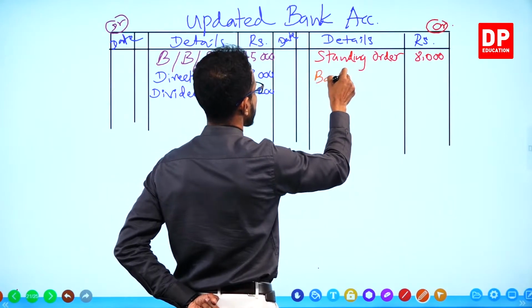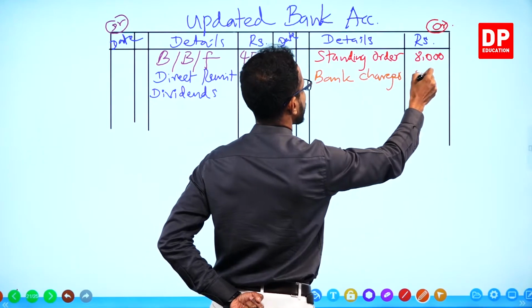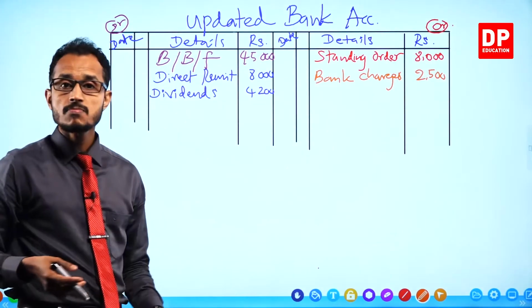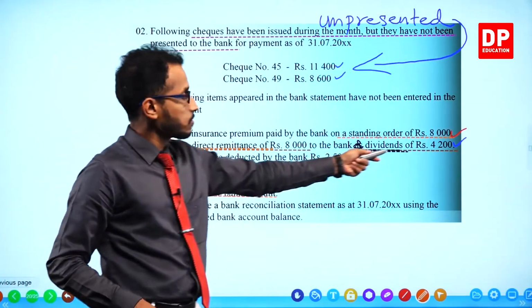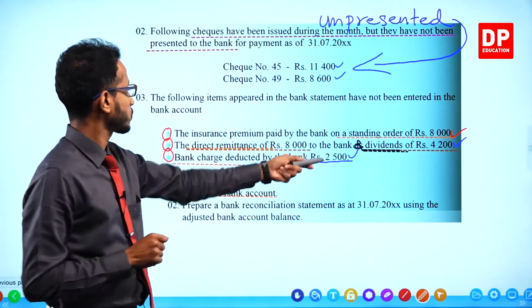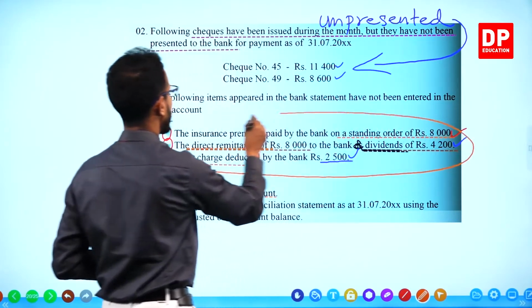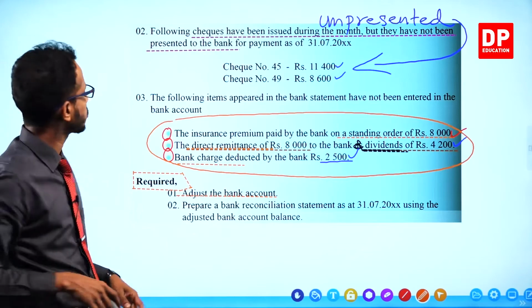Bank charges, 2,500. Yeah. Now we are done with all the items in the adjusted bank account. We are done. Okay, these ones. Let's balance it off.